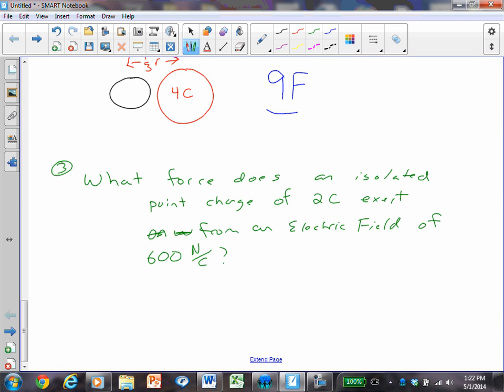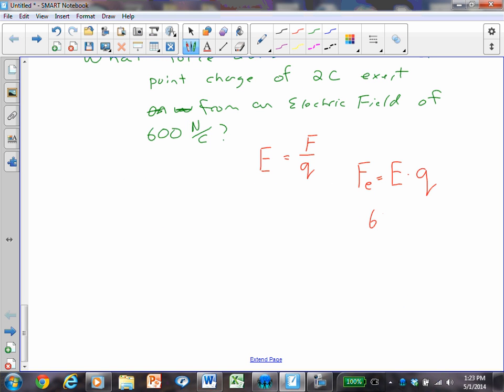Right, so the electric field was defined as the force on a point charge, the force per unit point charge like that. So Fe is the electric field times Q, which would be 600 newtons per coulomb times 2 coulombs, or 1,200 newtons. So that's what that charge would feel in that electric field, okay? So that's the force that would be exerted on it.